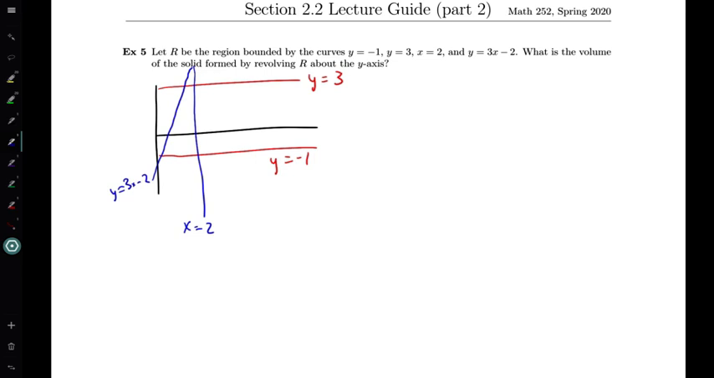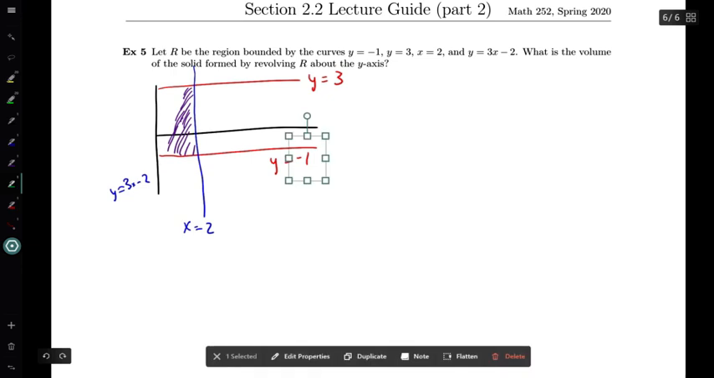Cool. So you can see here that having this geometric intuition, the ability to draw some of these pictures, is going to be pretty important. So make sure that you're comfortable with graphing. If not, maybe spend some time working on that. So here's my region R, this purple shaded region here, and I want to revolve R about the y-axis this time.